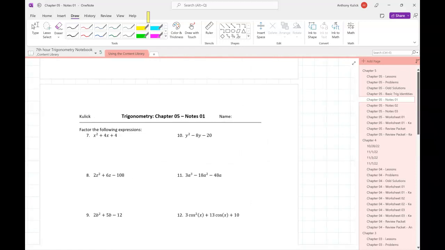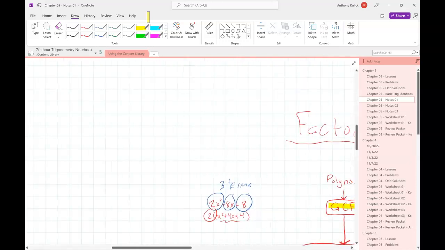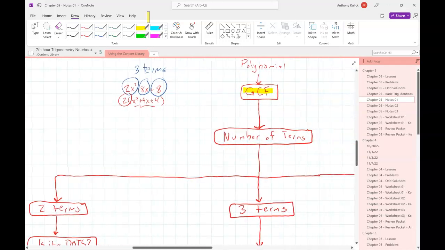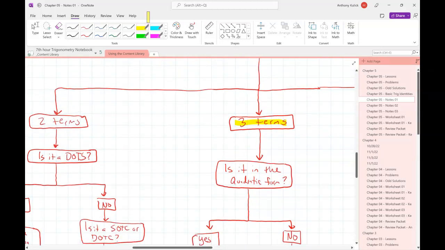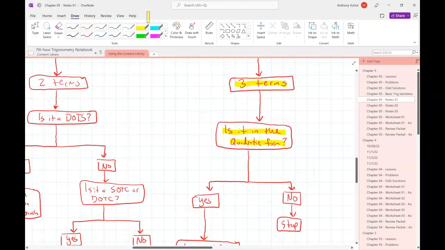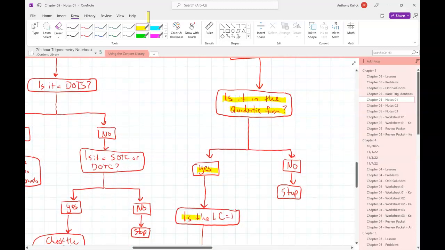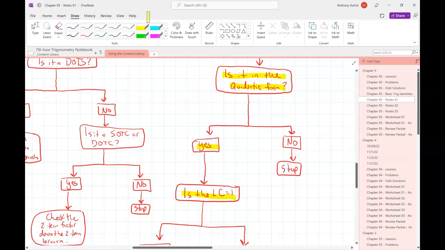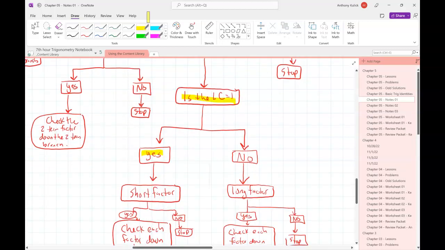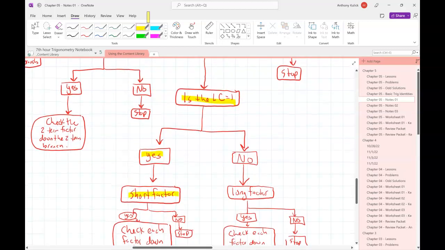Okay, continuing on. Next thing we do is we look at the number of terms. How many terms are there for 7? 3. So we go down to the 3-term branch. Is it in the quadratic form? Sure, it's something squared plus something x plus a constant. Is the leading coefficient 1? Yeah, of course it is. So we should just be able to do the short factor.